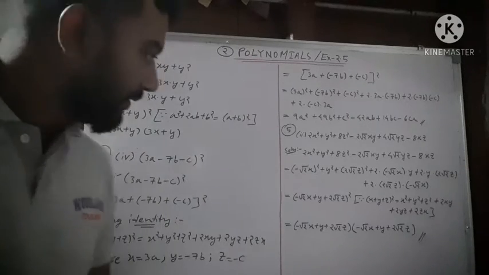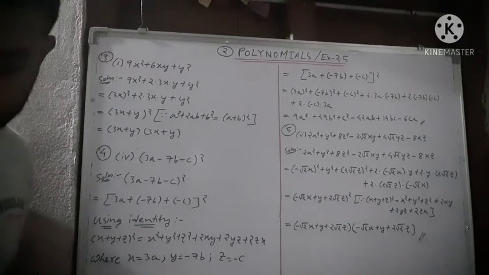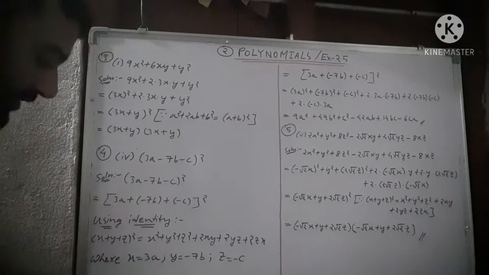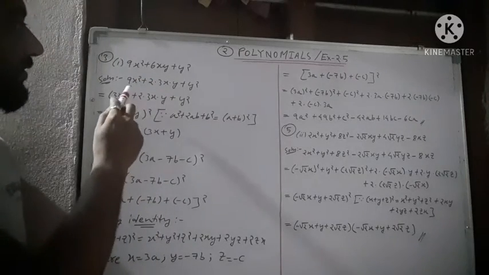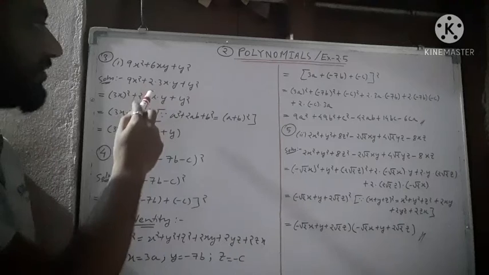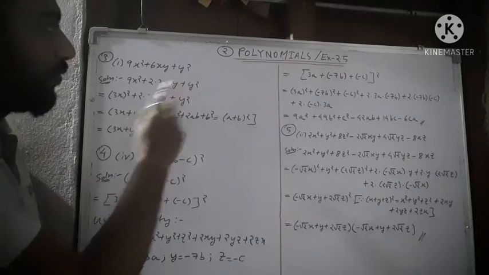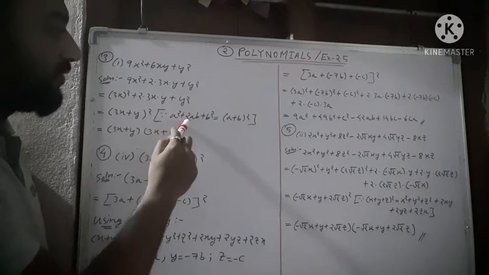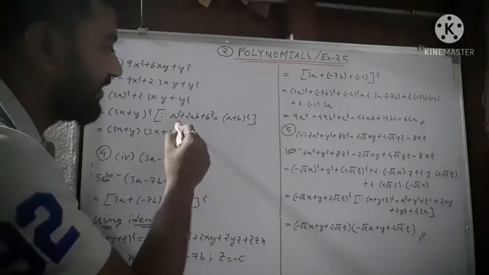Then let's move to the next question. Let's continue with question number 3, Roman number 1, that is to factorize the following using appropriate identities. Let us consider the first question, which is 9x² + 6xy + y². We can write 6xy as 2 × 3x × y. So we are matching this with the identity a² + 2ab + b² = (a + b)². We are going to use this identity in this case.